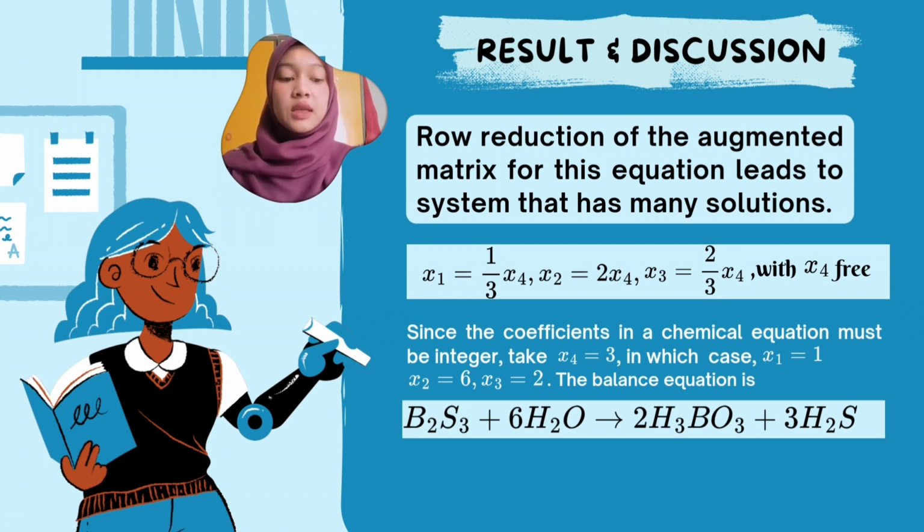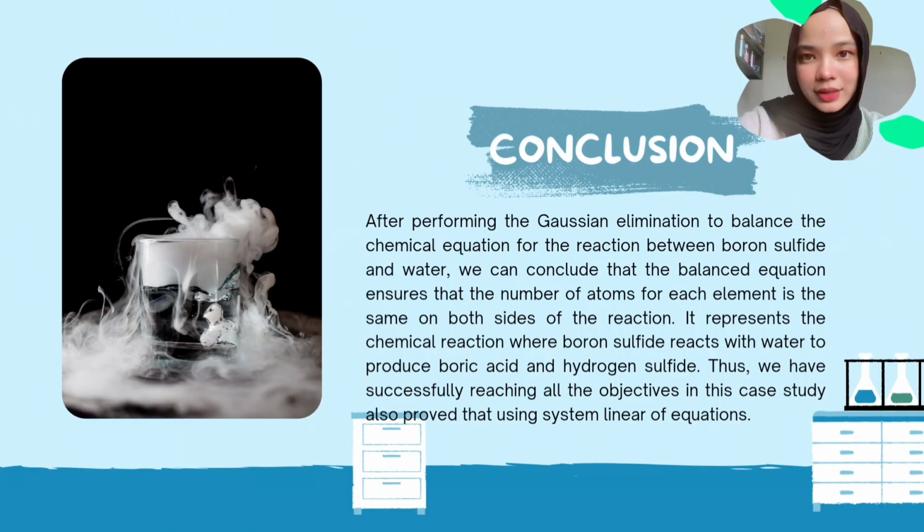Since the coefficients in a chemical equation must be integers, take x4 as 3, in which case x1 equals 1, x2 equals 6, and x3 equals 2. So the balanced equation is 1 molecule of boron sulfide plus 6 molecules of water will produce 2 boric acids and 3 hydrogen sulfides.